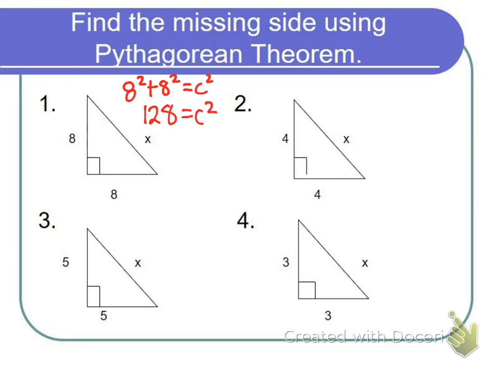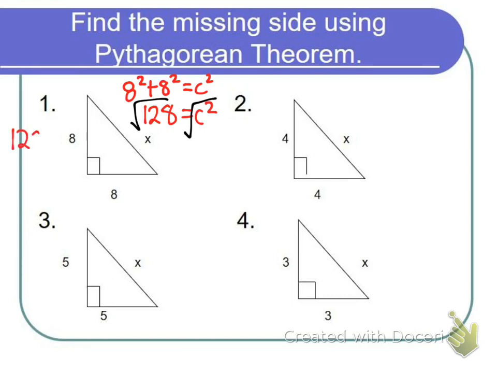And then what are we going to do to get C alone? Square root it, just like we were doing in those warm-ups. So we square root both sides. When we go to simplify the square root of 128, what do we get? 8 radical 2. Good, 8 radical 2.